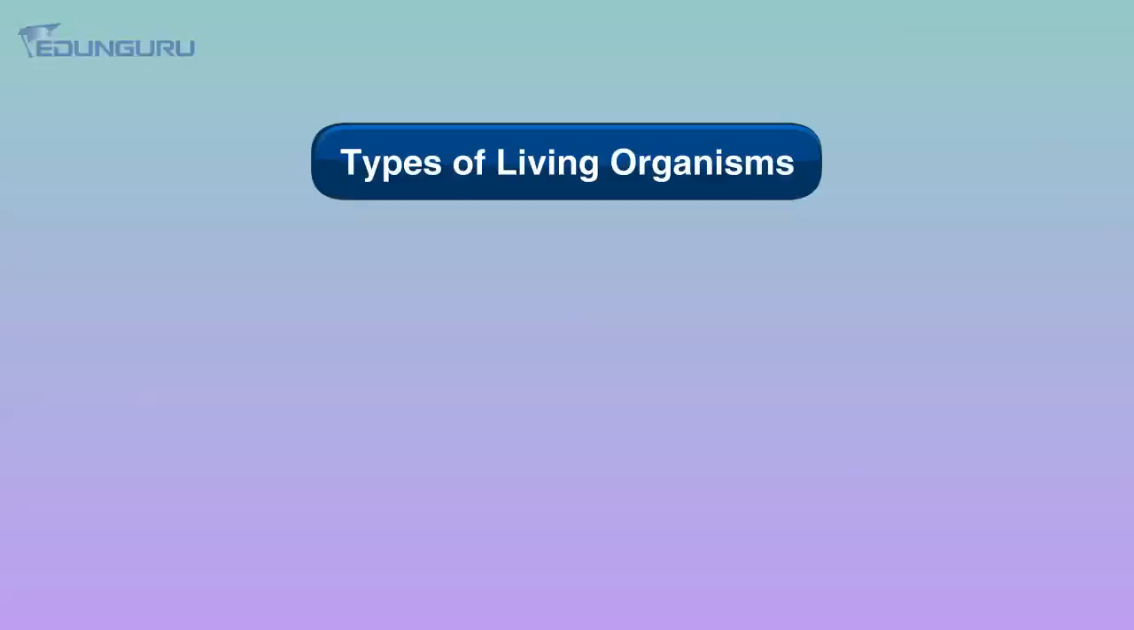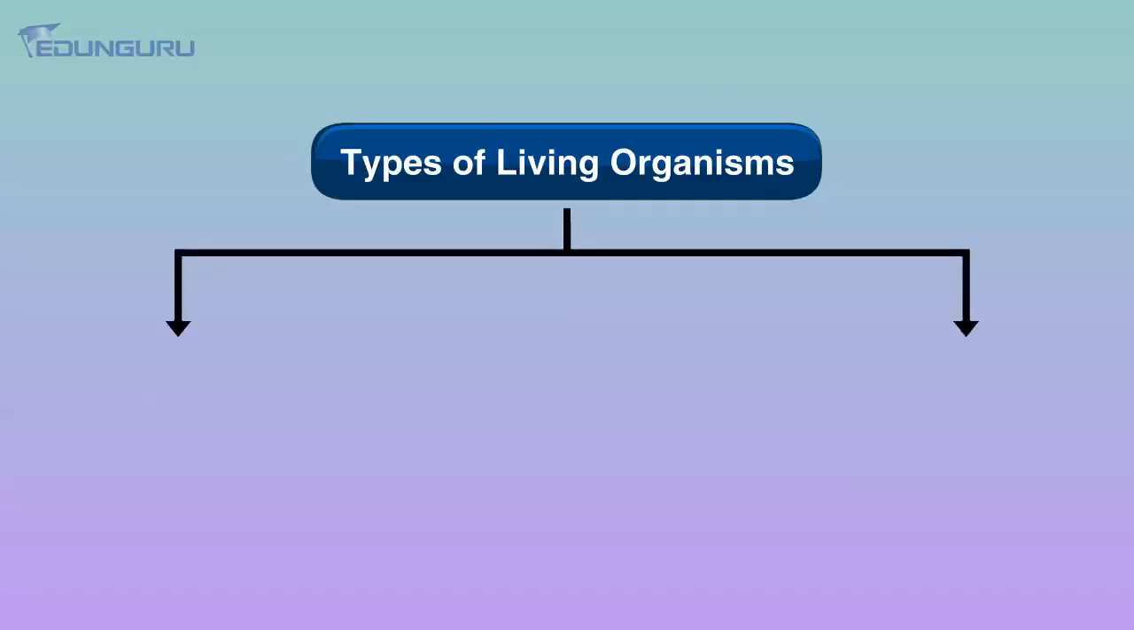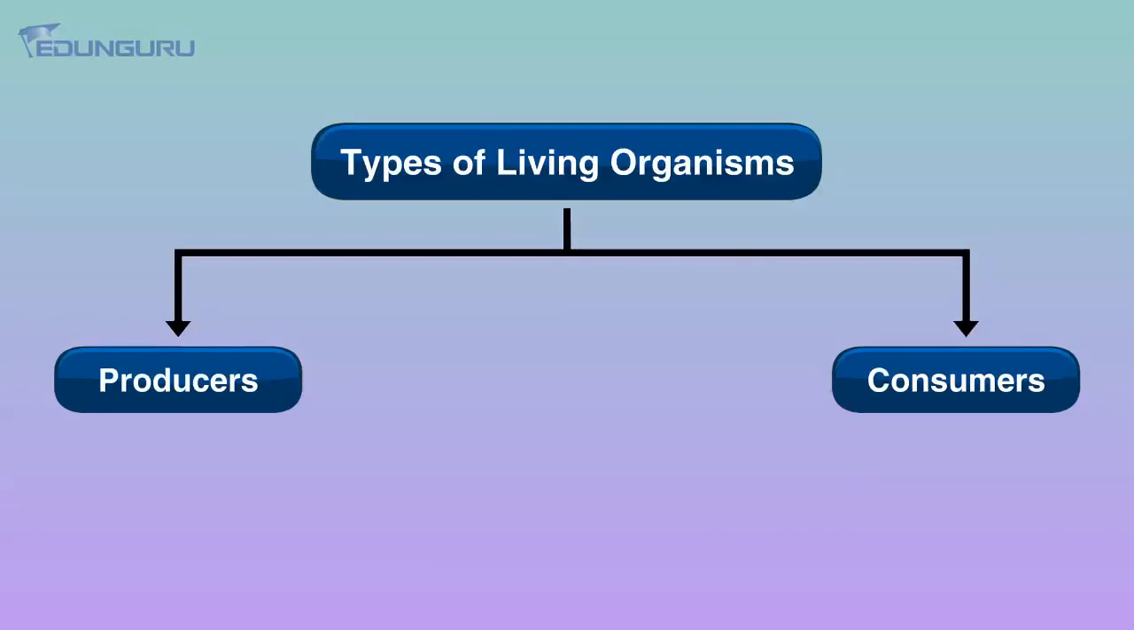And now, children, we are going to study in detail about the different groups of living organisms. The living organisms can be grouped basically into two categories. Number one, producers, and number two, consumers. It's very easy. I can see the smile on your faces. Producers means the green plants.